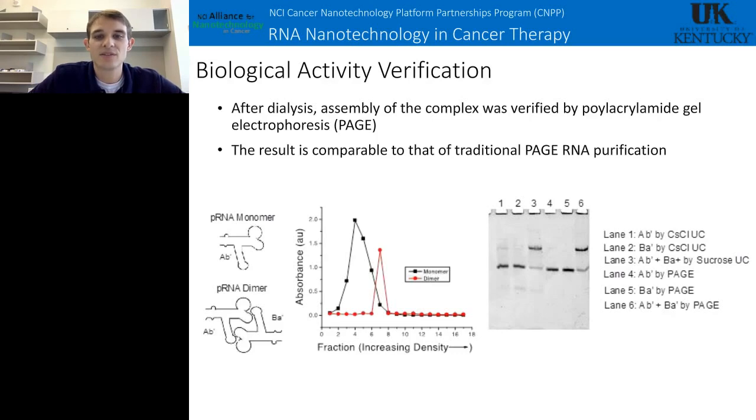And then lanes 4, 5, and 6 are that same process, but done by traditional PAGE gels. So you can see that we get very comparable, it's actually identical results to PAGE. So basically we don't lose any biological activity, and we're able to get larger amounts from this ultracentrifugation.